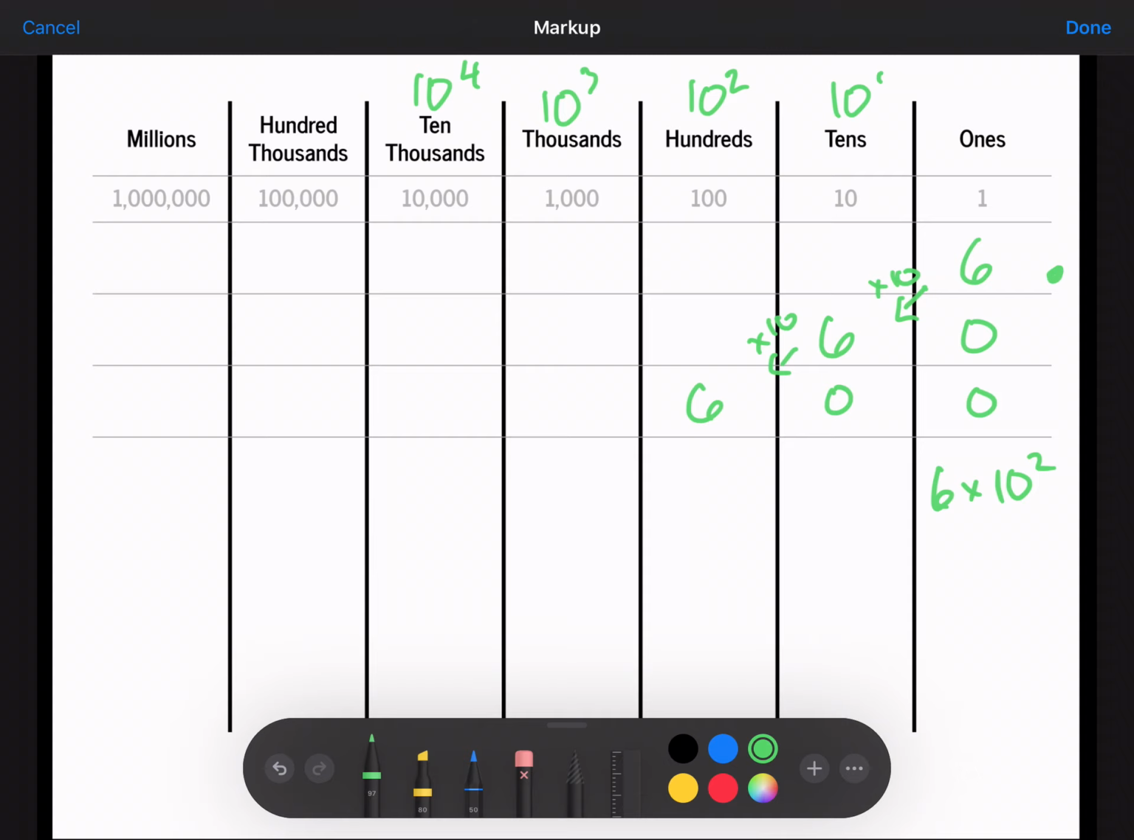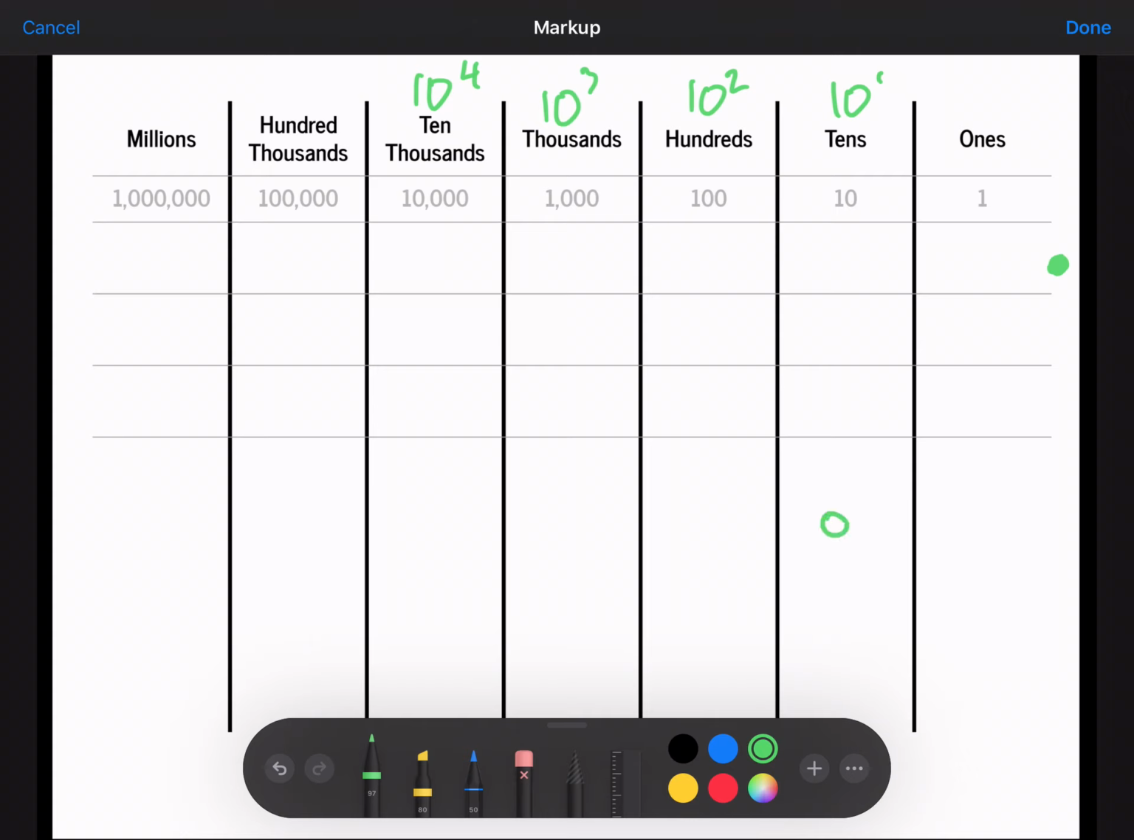So let's do a different one. That's your key idea here when you're multiplying. You're realizing, oh, the digit has just changed place value. Your decimal never moves. Your decimal is always just right over here beside the ones place. All right, let's do another one.